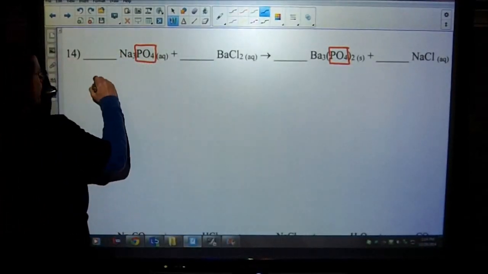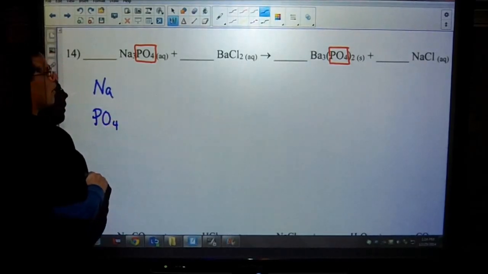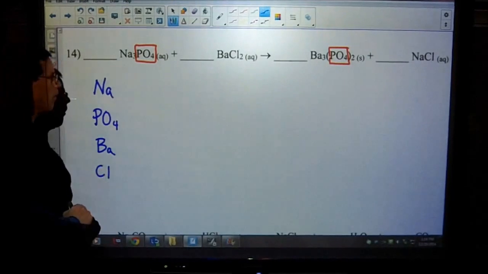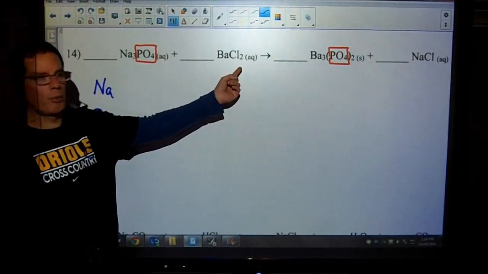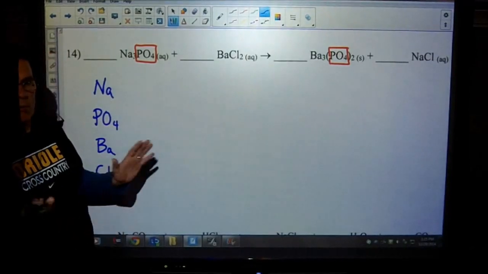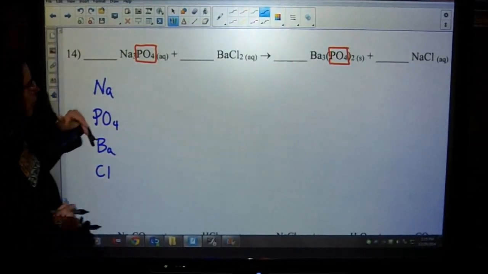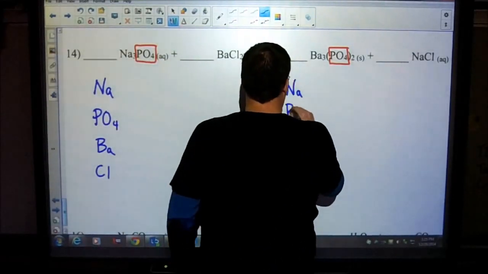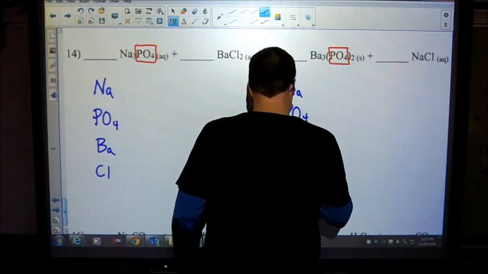So sodium and phosphate, I'm going to keep them together. Barium and chlorine. Now, notice that the chlorine is not a polyatomic. I am not bringing that subscript over. Don't do it. Okay, it's an element. Polyatomics, you can leave it alone as is. I'm going to write this over here the same. So I have sodium, phosphate, barium, and chlorine.